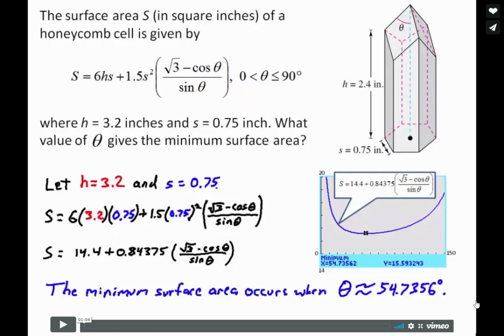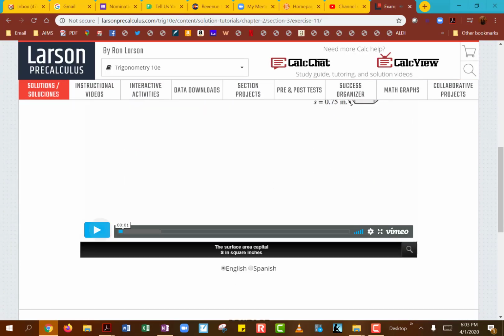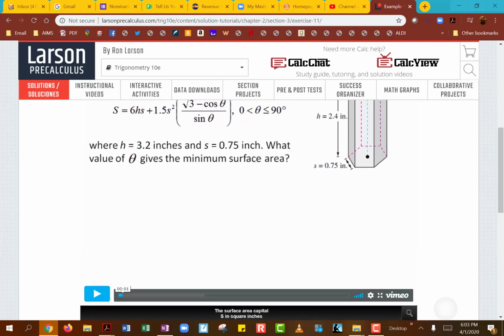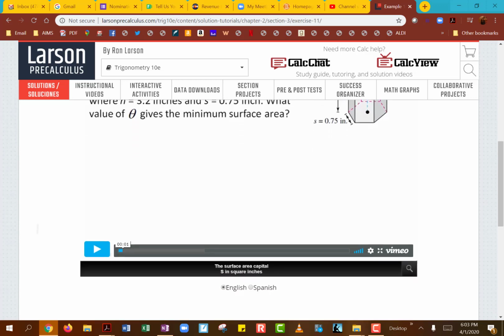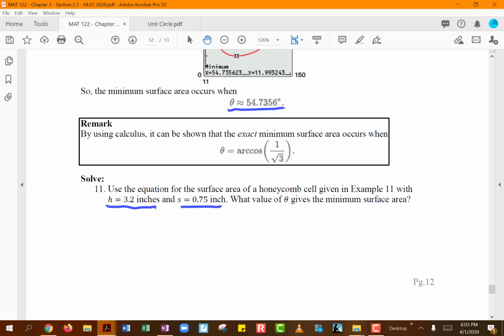Now let me see if I can go back to where I was. So 54.7356 is what you actually end up getting for that, and there's a video there as well for the surface area. So this is the website called larsonprecalculus.com. You can go through those and look at some of these solutions that they have. So if that helps you, you can definitely look at it, but I wanted to go back to our handout.